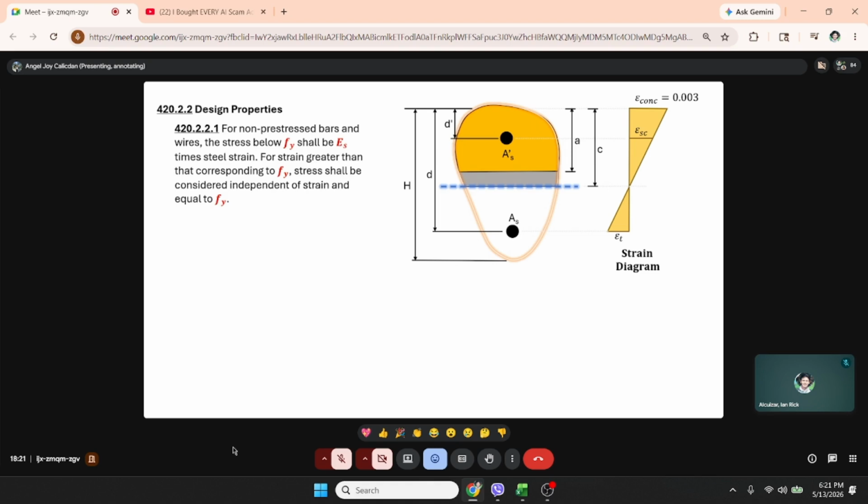So for non-prestressed bars and wires, the stress below fy shall be Es times steel strain. For strain greater than that corresponding to fy, stress shall be considered independent of strain and equal to fy. And the modulus of elasticity Es for non-prestressed bars and wires shall be permitted to be taken as 200,000 MPa. So, the code gave the value of the modulus of elasticity, which is 200,000 MPa or 200 gigapascals.